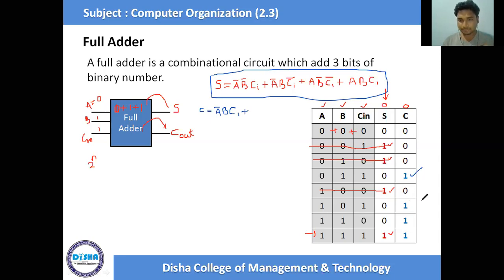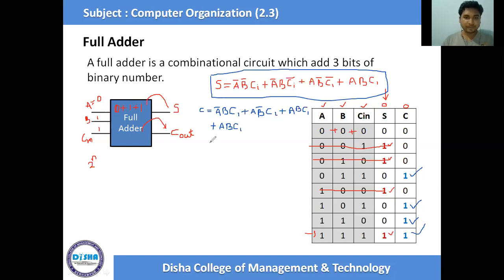for this one, A, B not, C, plus this one, A, B, C in, plus all are 1. So A, B, C in.